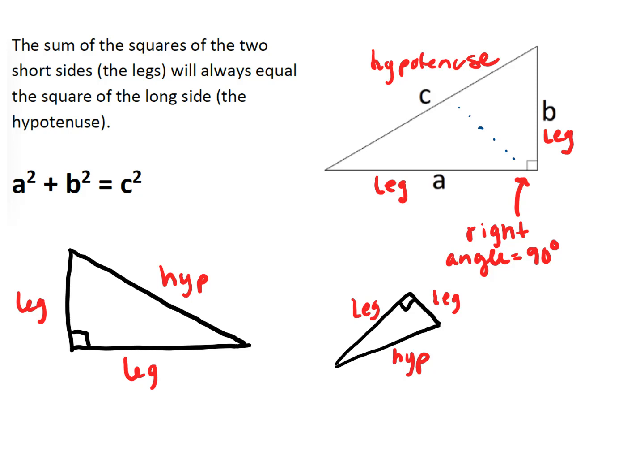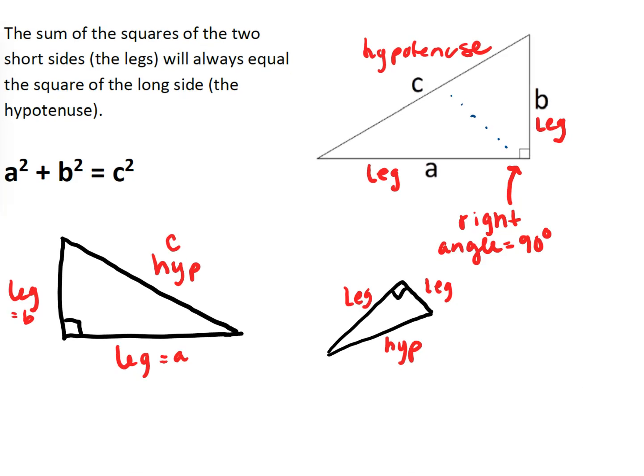Okay, so that's the first thing. When we're going to use a theorem, we've got to make sure that we've correctly labeled the figure that we're using. So each of these legs in all of these triangles we're going to define as A and B, and the hypotenuse as C for the Pythagorean theorem. So that would make these two legs A and B, and the hypotenuse C.